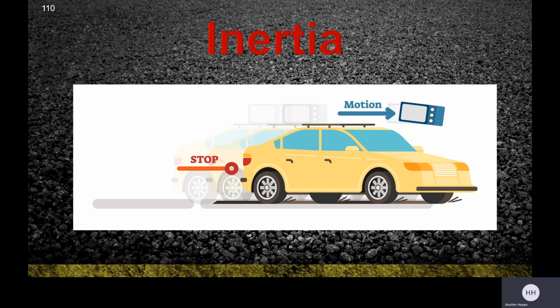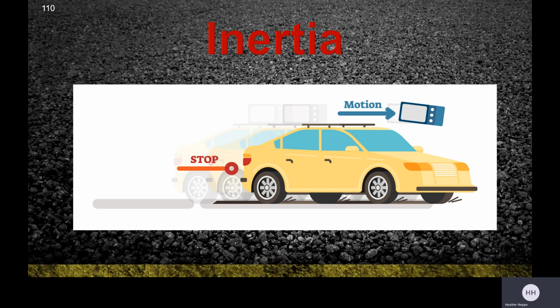And bam, right? Anything that is not secured will continue to move forward. So you can see the car here did an abrupt stop. For some reason, they didn't secure their TV to the top of their car, which I'm not sure why they would have a TV on the top of the car, but this is just a fun picture for today. And so that motion continued to move forward.